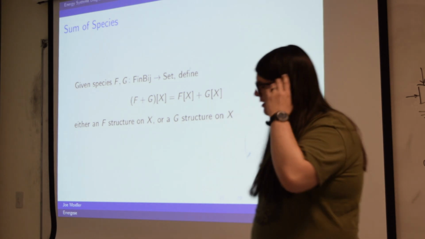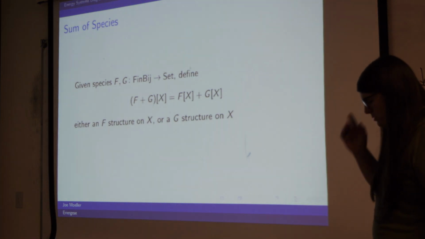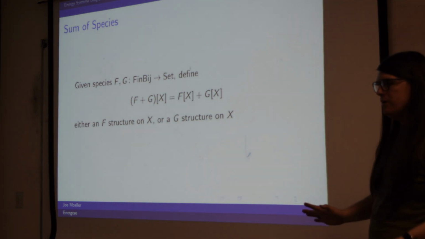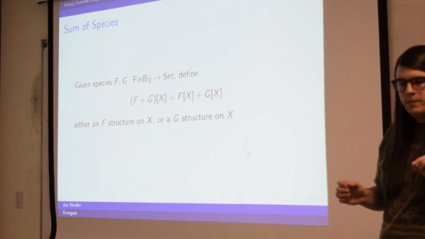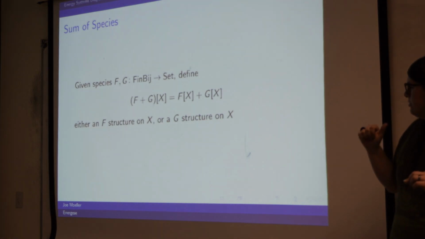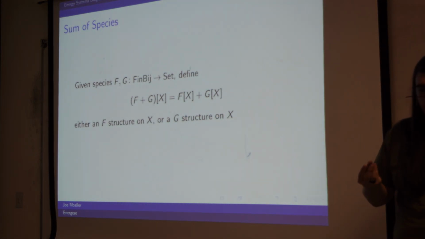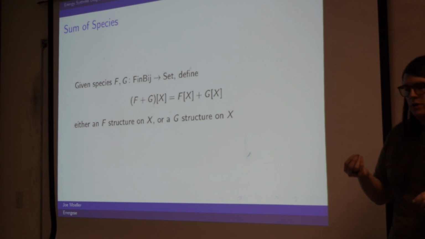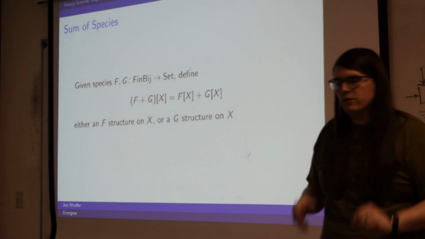So with the two examples I gave, directed multigraphs and simple graphs, an F plus G structure on the set 4 would be either a simple graph or a directed multigraph. And all of those, you're counting them together.